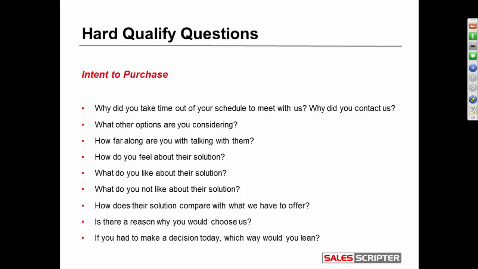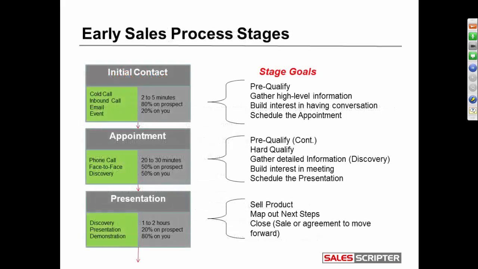And so a way to determine if they have the intent is by asking questions. If you don't ask questions and assume, oh, this is a great prospect, well, you know what happens when you assume. So ask them, hey, what other options are you considering? And if they say, well, I'm looking at these guys, how far along are you with them? If they say, well, I've been talking to them for 3 months and now they're just talking to you, that's a red flag. How do you feel about them? What do you like about them? How does their system compare with us? Is there a reason why you would choose us? So, really good intent questions there.